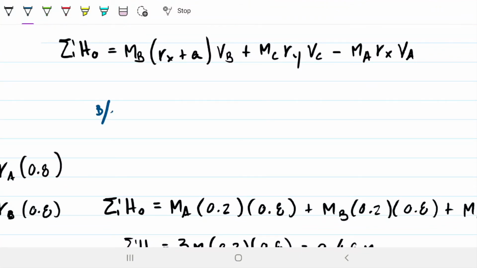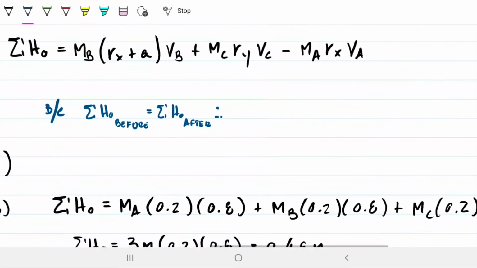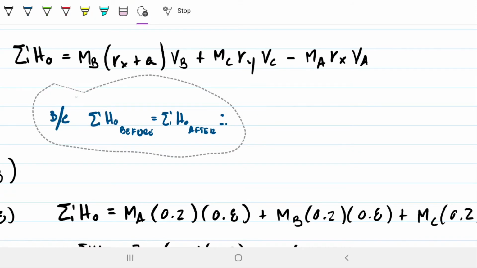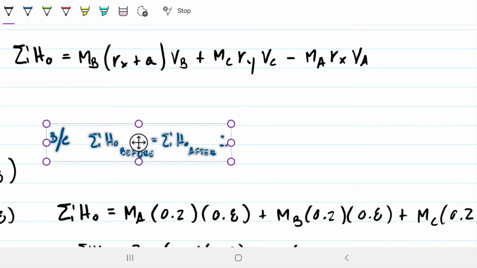So, let's put it this way, because the sum of angular momentums before has to be equal to the sum of angular momentums afterwards, then what we're saying here is that, well, actually what we can do is simplify before we put them together. We can actually simplify this one step further.